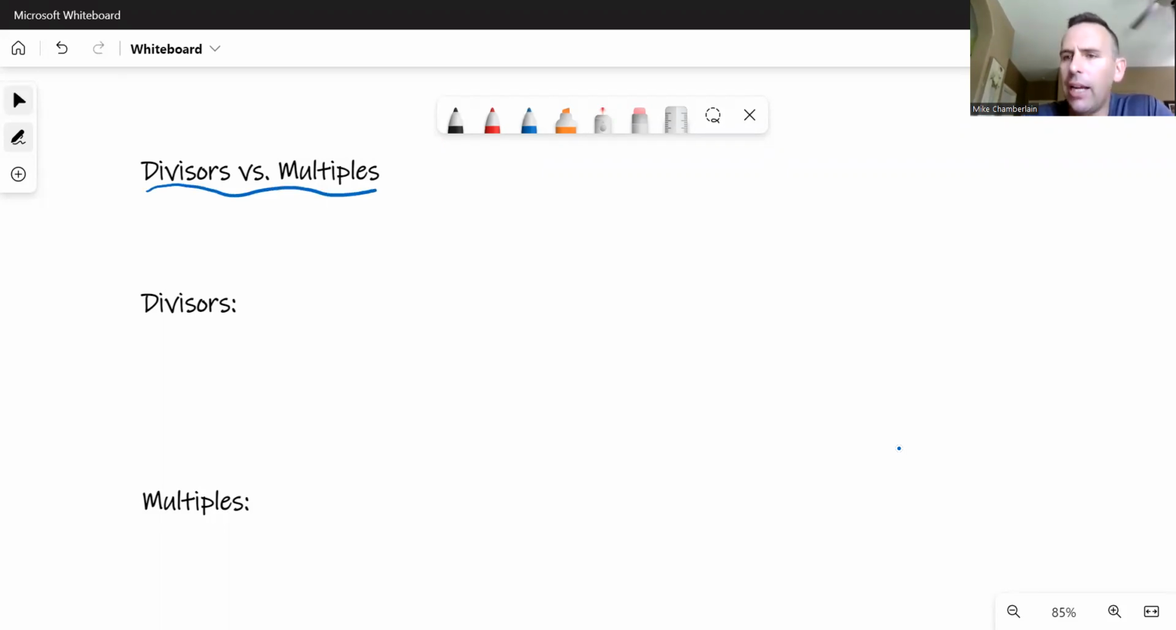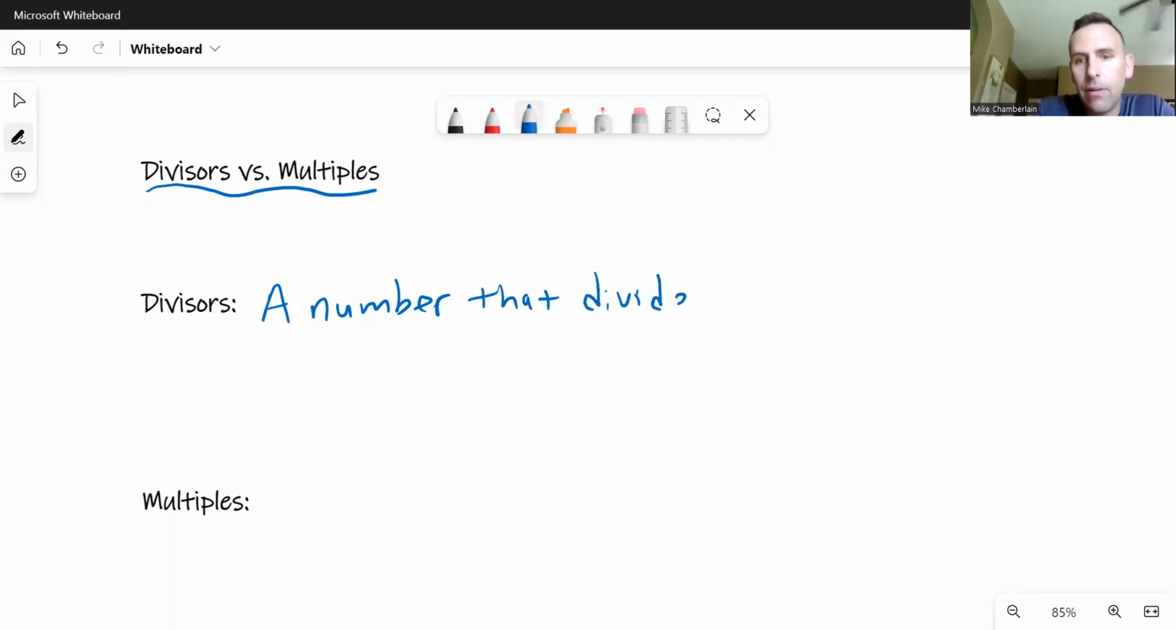So divisors, it's kind of what it sounds like. A divisor is a number that divides evenly into another. So there's many, many examples. Let me write down this definition for you. A number that divides evenly into a given number.